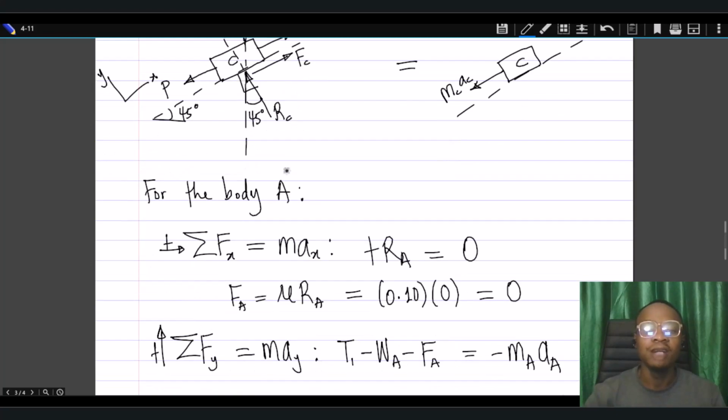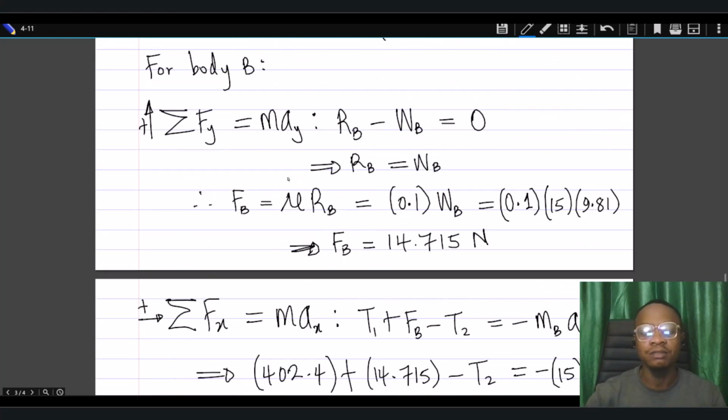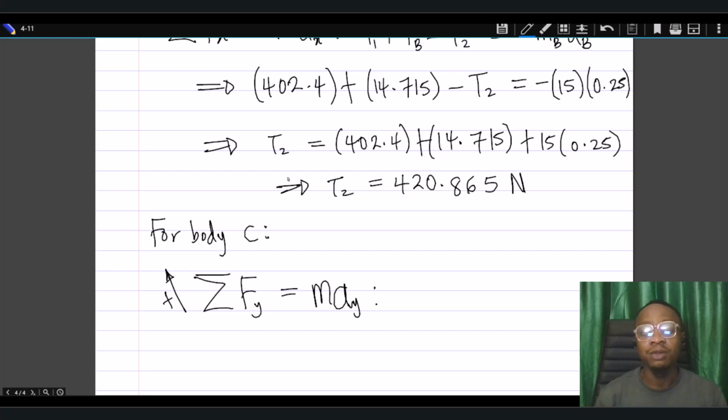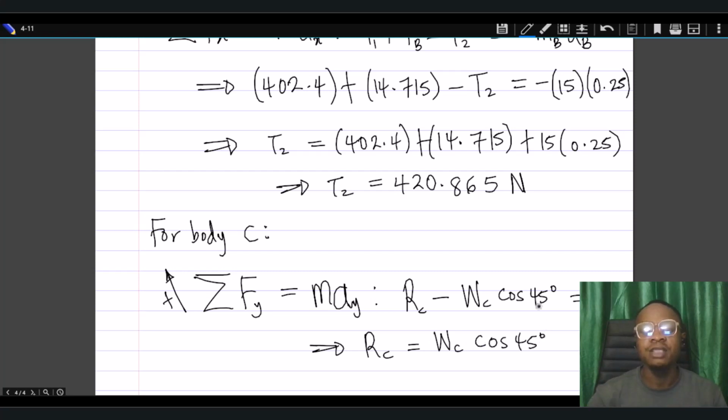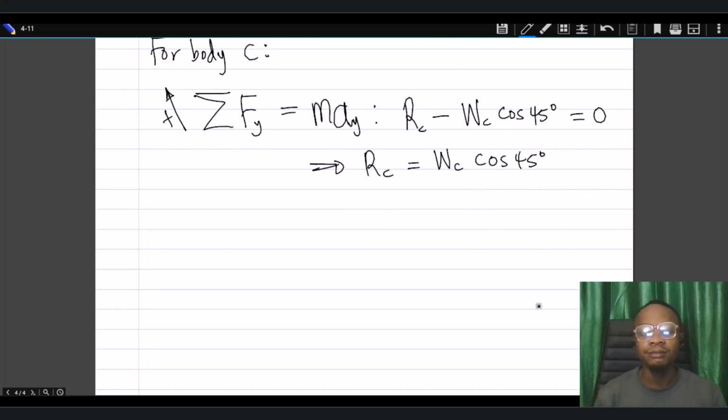So we have RC minus WC cos 45 degrees, and that will be equal to 0 because the body does not move in that perpendicular direction, or it has no acceleration in that perpendicular direction. So this will be equal to 0. And from that, we know that the reaction on body C is WC multiplying the cosine of 45 degrees. And by this, we can get the frictional force on body C.